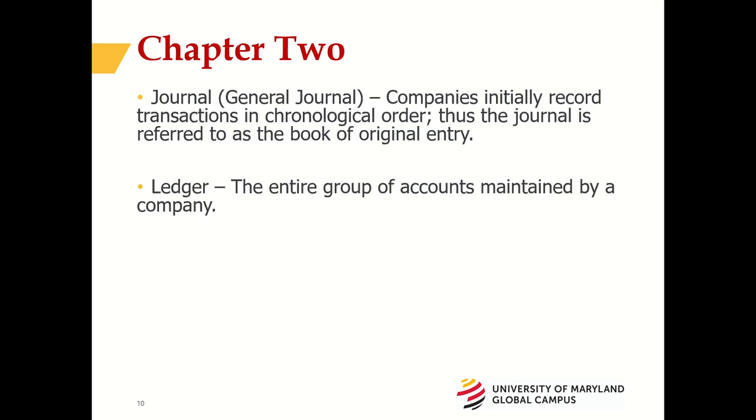Chapter 2 is going to get into journals. Companies initially record transactions in chronological order. A journal is referred to as the book of original entry. Companies make separate journal entries for each transaction. A complete journal entry consists of the date of the transaction, the accounts, and the amounts to be debited and credited. The ledger includes the entire group of accounts maintained by the company.